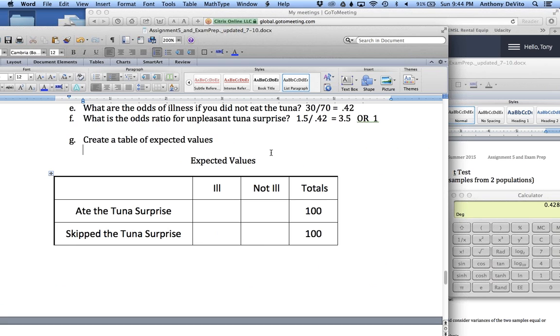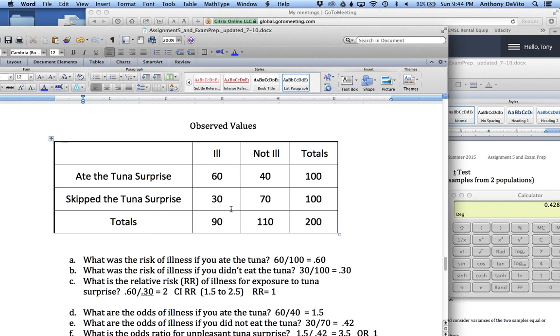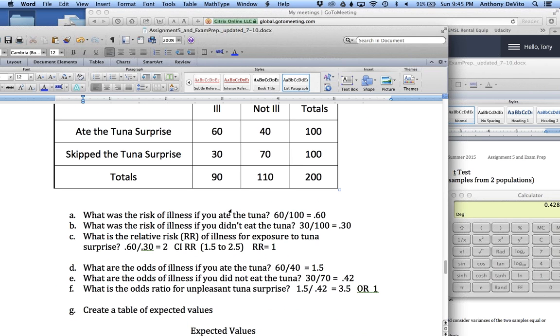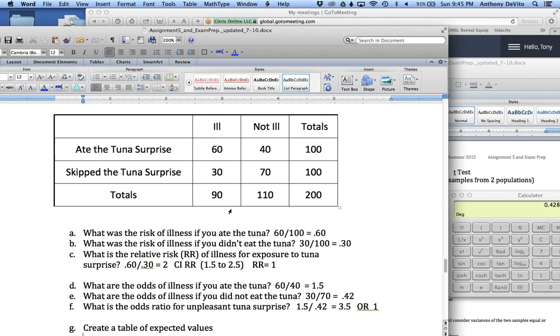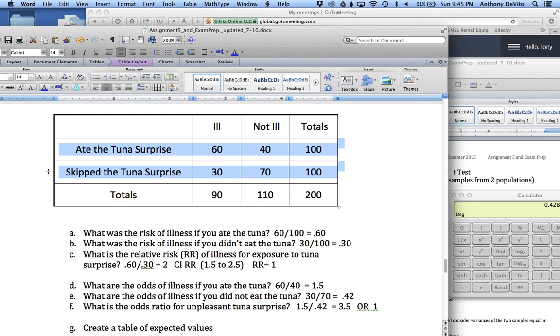So now I'm going to skip this for a moment, and I'm going to go on to this table because I want to illustrate for you the fact that there's another way we can look at this as well. We can look at this from the perspective of, well, this is what it looked like when we actually asked people if they got sick and what they ate. This is our observed values.